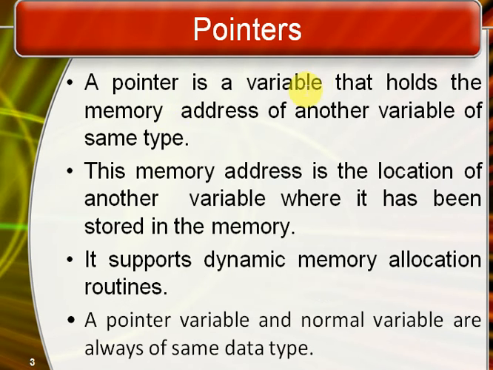A pointer is a variable that holds the memory address of another variable of the same type. This memory address is the location of another variable where it has been stored within memory. It supports dynamic memory allocation routines. A pointer variable and the normal variable it points to are always of the same type.